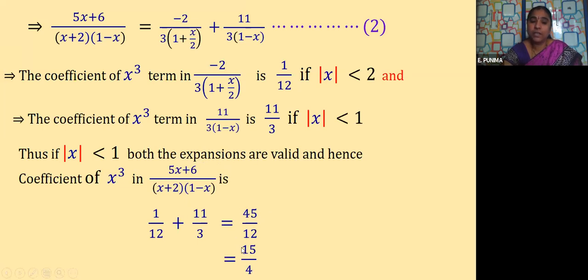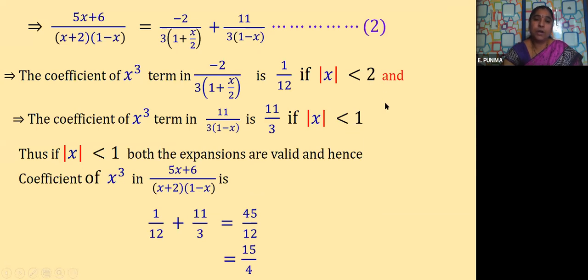Clear, children? Like this, we have to find the coefficient of any term that may be given in the fraction f of x by g of x. Now you understood why we use these expansions: because whenever the highest powers are there, it is not easy to find the coefficients by the long division method. It will be very lengthy. So to avoid the complexity, we use the expansions method to find the coefficients. Clear?